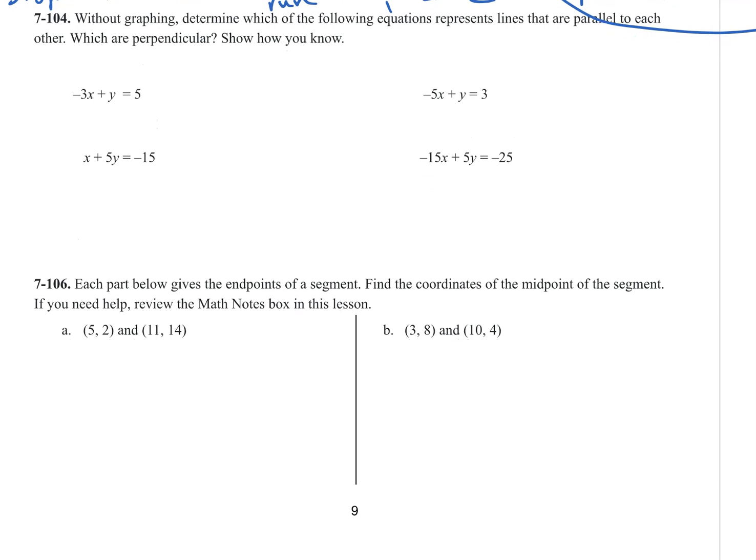7-104. Without graphing, which ones are parallel, which ones are perpendicular. So the idea is to solve each one for y. There's the first one. We'll do a harder one.